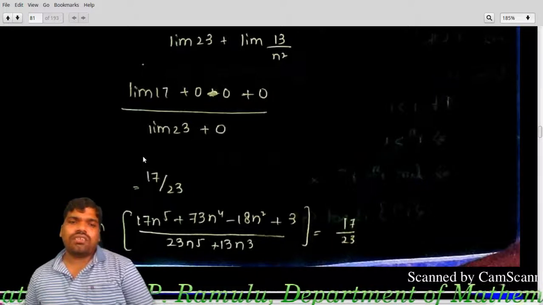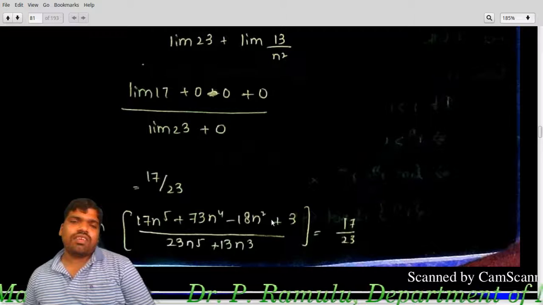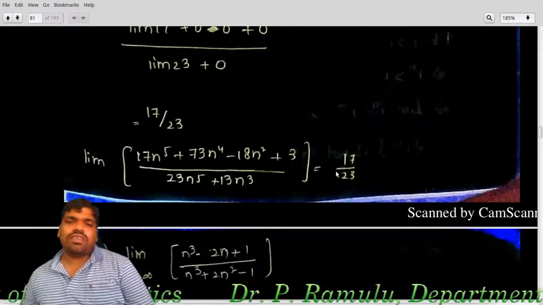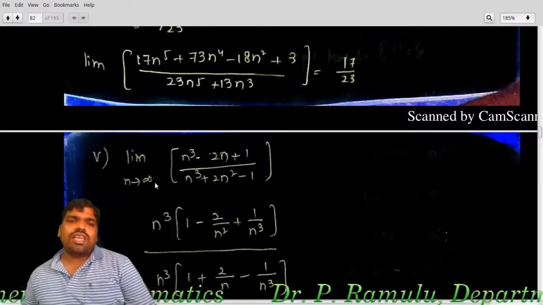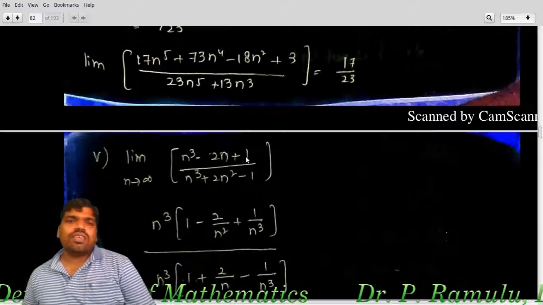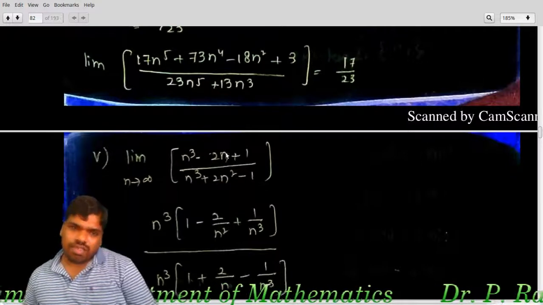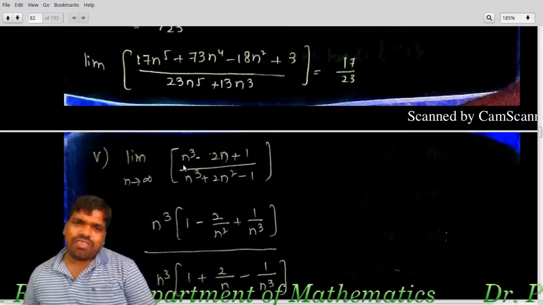The limit of 17 n power 5 plus 73 n power 4 minus 18 n square plus 3 by 23 n power 5 equals 17 by 23. The limit of this equals 1. Here take the limit of n cube, you can take n cube, here 1 by 1, the other things are less than n cube. So that will be answer 1, an integer type question.